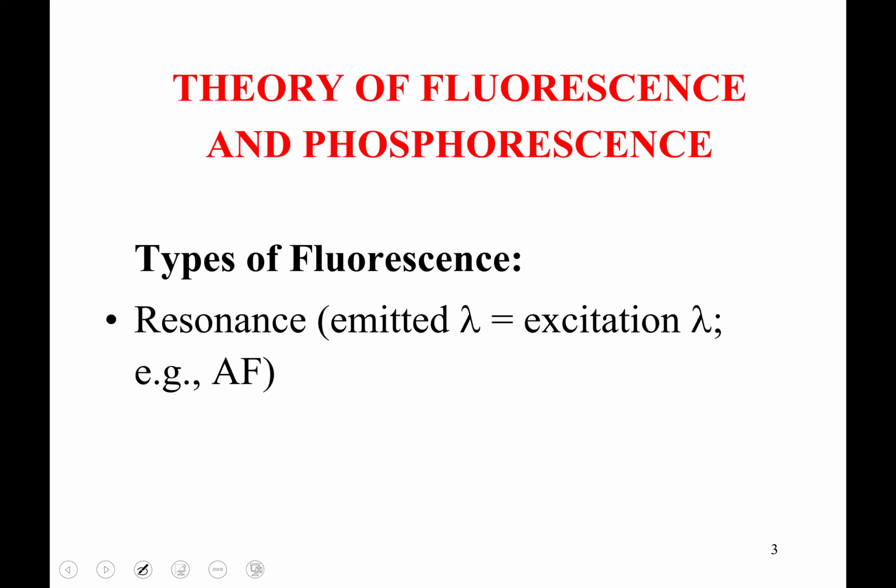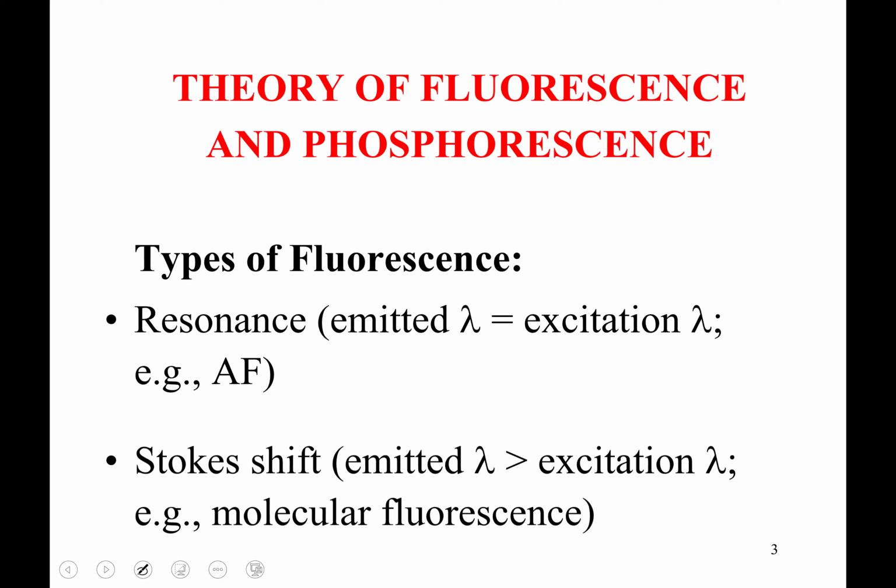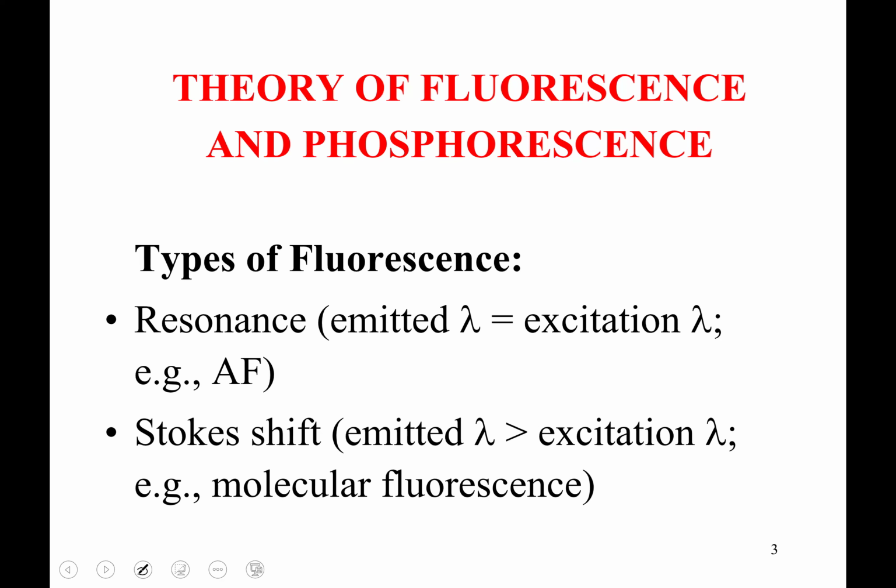Types of fluorescence. One, we have resonance. The other one is Stokes shift. This is what I'm alluding to when we talked about this earlier. In Stokes shift, make sure you note this, because this is a typical conceptual question on what Stokes shift is. Notice that the emitted lambda, the emitted wavelength, is greater than the excitation wavelength.